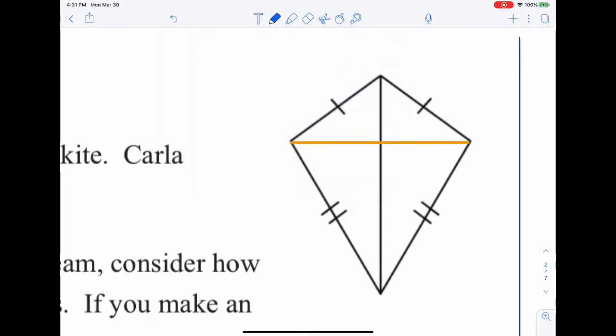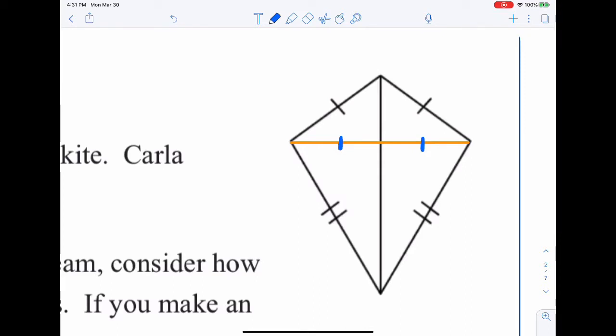Okay, my two conjectures, not that I am a geometry teacher or anything, but I would conjecture that this segment is congruent to this segment. Looks pretty obvious. If you fold it over, they line up perfectly. So that's a good conjecture.